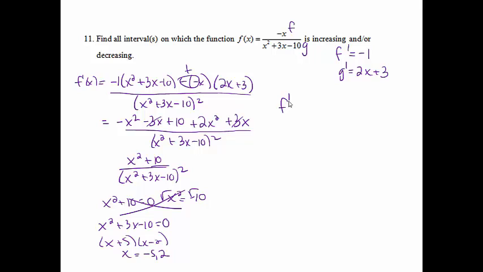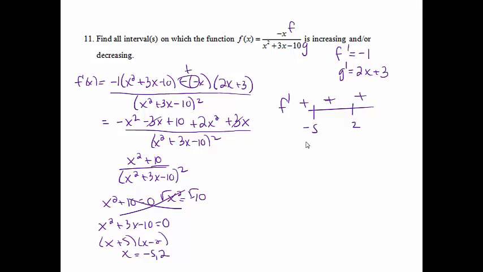So making my f prime chart, I'll put -5 and 2 on there. And then without even trying anything, I notice from this formula, in the numerator, no matter what I plug in, I'm going to get a positive number. And in the denominator, no matter what I plug in, since I'm going to square it, I'm also going to get a positive number. So without even testing everything, all those intervals are going to be positive.